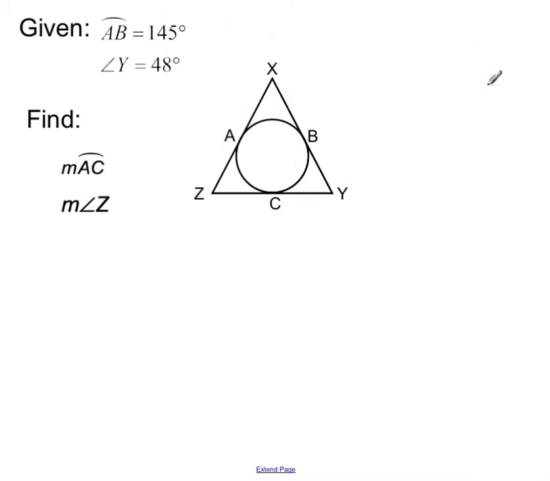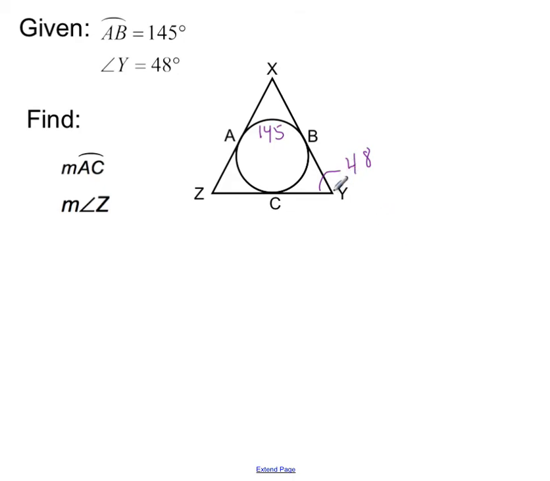Now, here's one other problem. We're going to use what we've learned to figure this one out. Now, I am given the arc AB is 145, so I'm going to write that in. And measure of angle Y is equal to 48. So, I'd like to find the measure of arc AC and angle D.